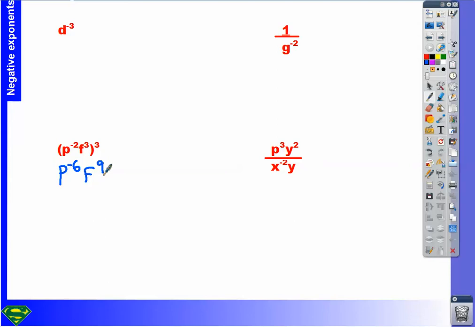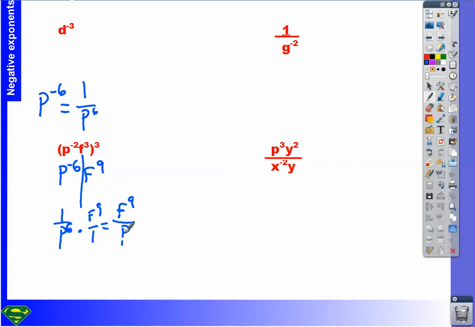So what is p to the negative sixth? Well, you'll remember that p to the negative sixth is just going to equal 1 over p to the sixth. So if I break this apart, I have 1 over p to the sixth times f to the ninth over 1. Let's multiply them together. And we end up with f to the ninth over p to the sixth. And that's it. You're done.